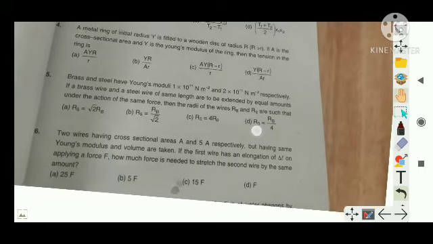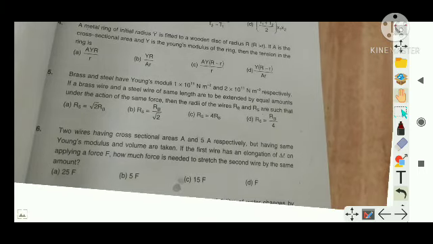Alright, now let us move on to the next question, the fifth one. Brass and steel have Young's modulus this and this respectively. If a brass wire and a steel wire of the same length are to be extended by equal amount, that is, they are going to have the same extension under the action of the same force, then the radii of the wires, RB and RS, right?